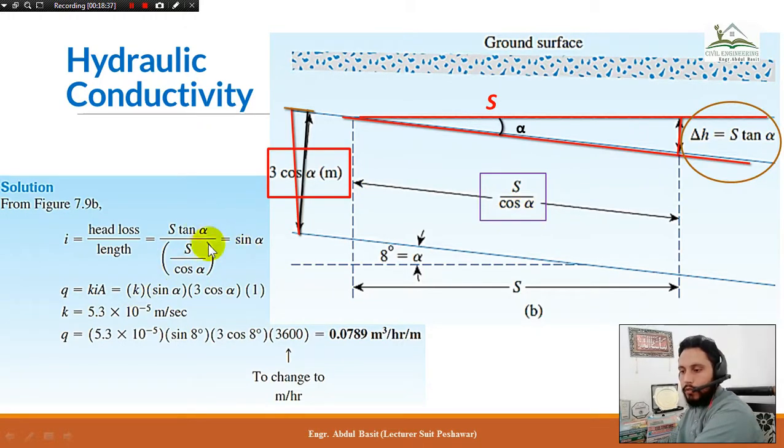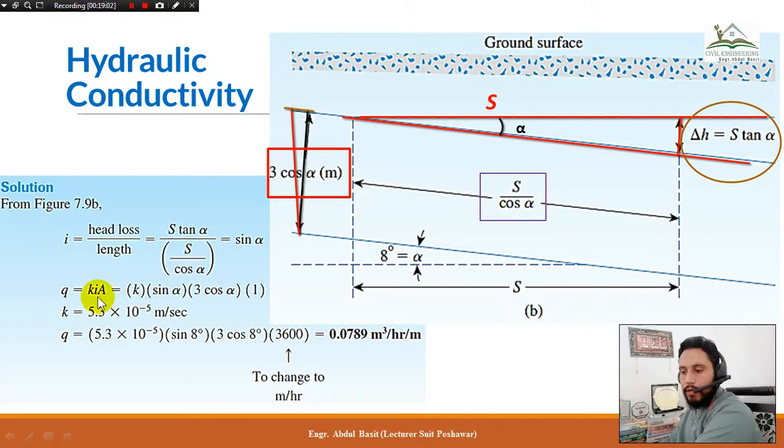Okay, so after calculation you will get that tangent divided by sine, and this will be cancelled with this one, and this will be sine alpha. Tangent multiplied by cos alpha is actually equal to sine alpha. So putting these values in, Q is equal to KIA. K is already given in the statement, that is 5.3, and I is equal to sine alpha.